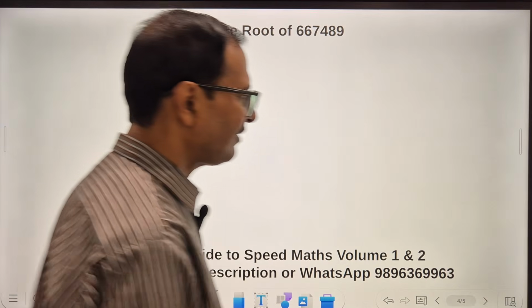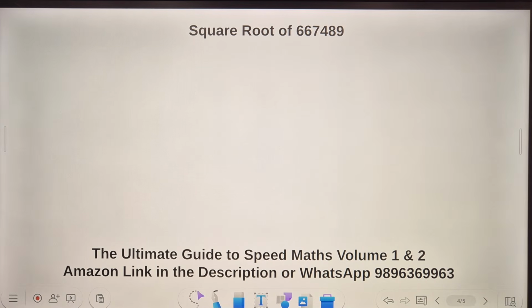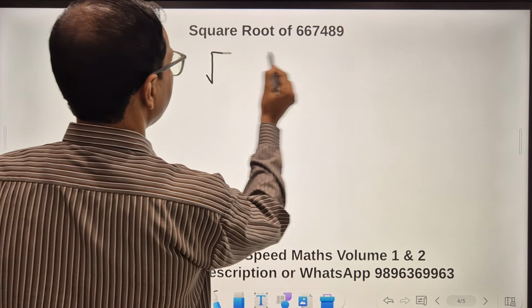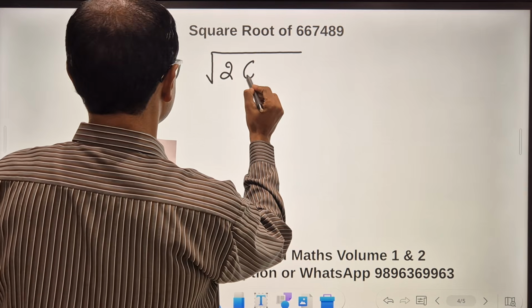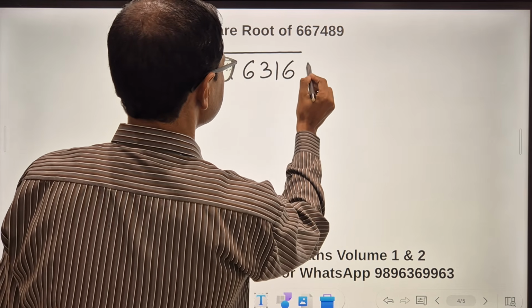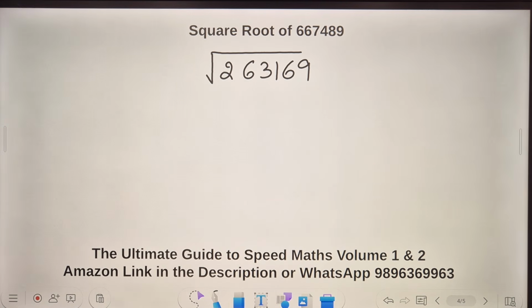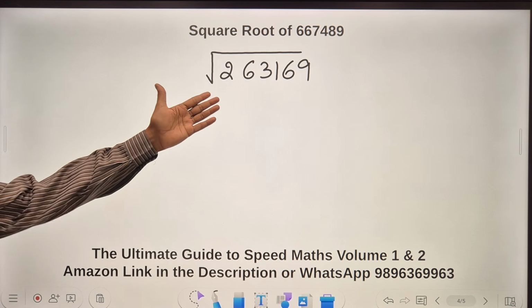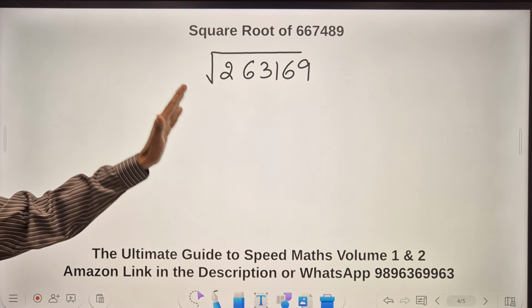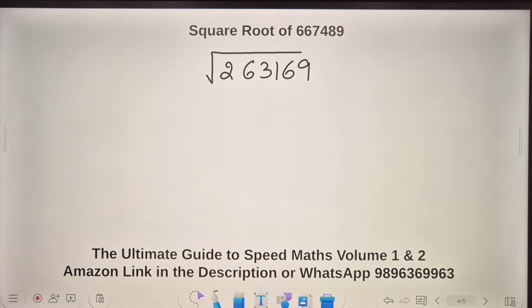So friends, let's have one more question. The question which I am taking up now is another 6-digit number. So the square root of 263,169. This is the number which I am going to take up. You can pause the video here and try it yourself, and replay the video from here once you are done.